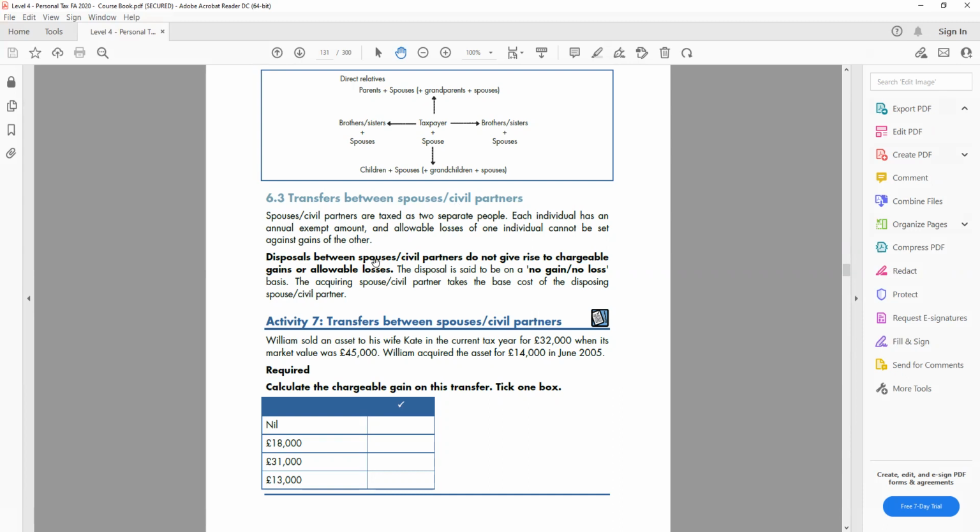Disposal between spouse and civil partner does not give rise to a chargeable gain or allowable loss. Disposal is said to be on a no gain, no loss basis. The acquiring spouse or civil partner takes the base cost of the disposing spouse or civil partner. So it will be treated as no gain, no loss. No gain, no loss is all about, we can say, something being exempted.